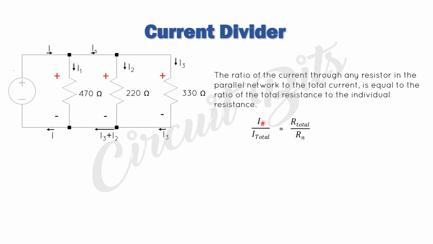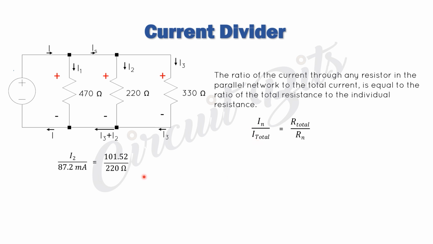So if you have a current flowing through any particular load, and we divide it by the total current flowing through the circuit, it is the same as getting the resistance of the total network, the effective resistance of this network, and dividing it by the resistance of that resistor that has this current passing through it.